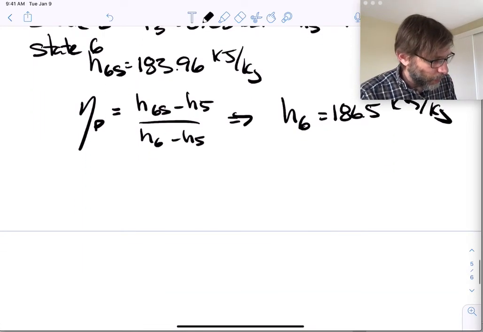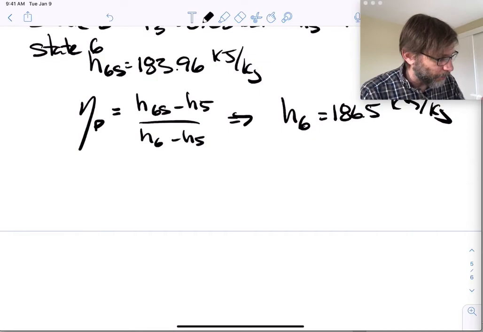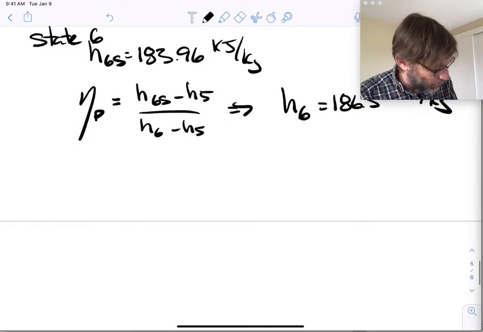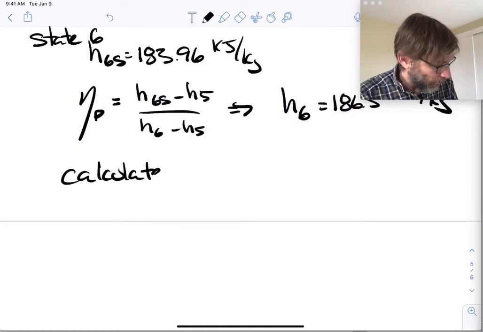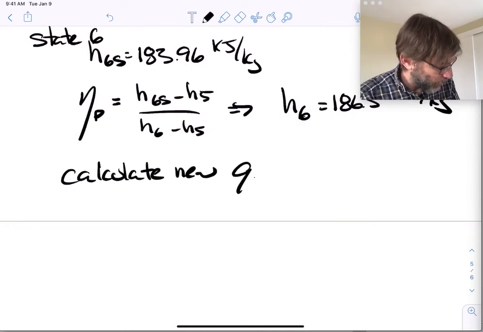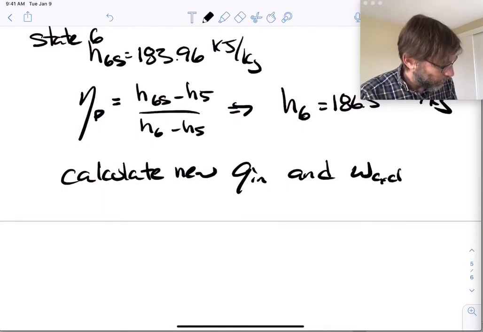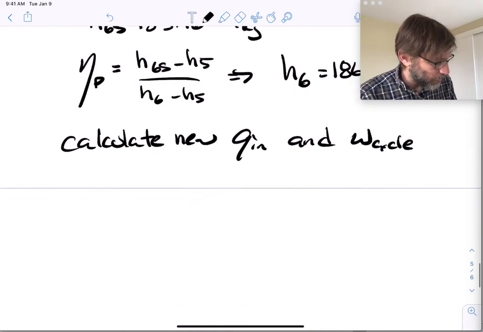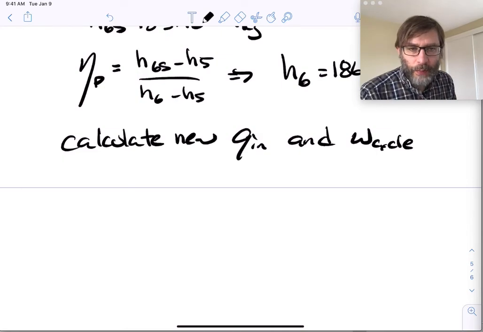Okay, and then all we have to do is calculate these different things. So calculate the new Q in and work of the cycle, and we can do that the same way we did before. I'm going to quit now, but essentially do it the same way as before.